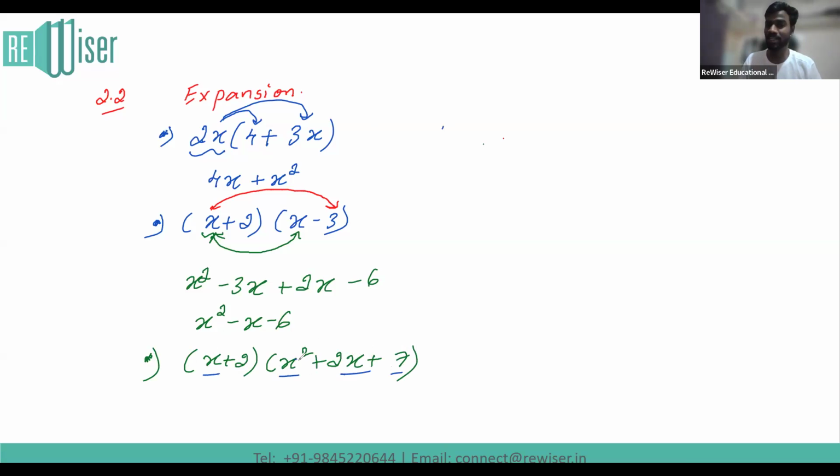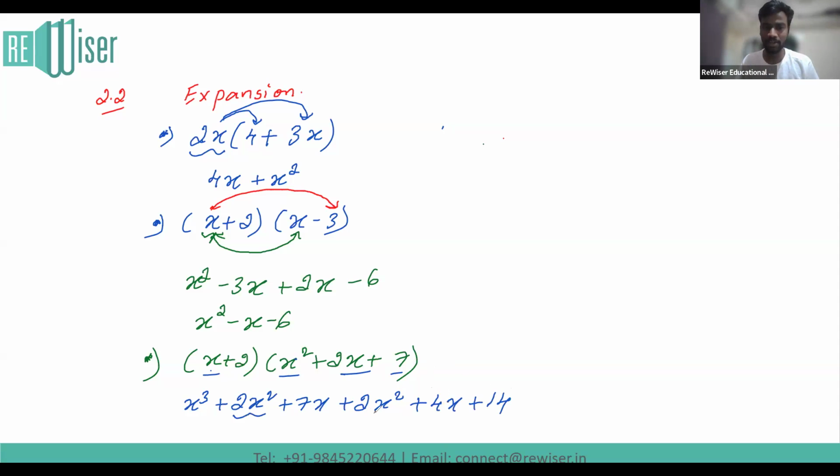So that's nothing but x times x squared, which is nothing but x cubed, then x times 2x, which is nothing but positive 2x squared, then x times 7, which is nothing but positive 7x, then 2 times x squared, which is just 2x squared, then 2 times 2x, which is nothing but positive 4x, then 2 times 7, which is nothing but 14. And from here, we can add the like terms.